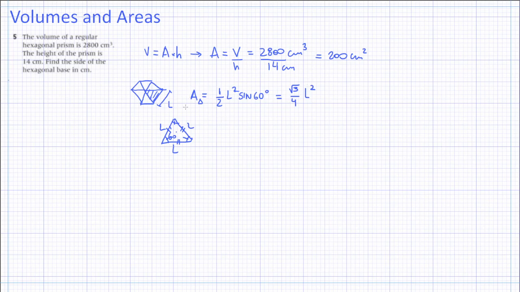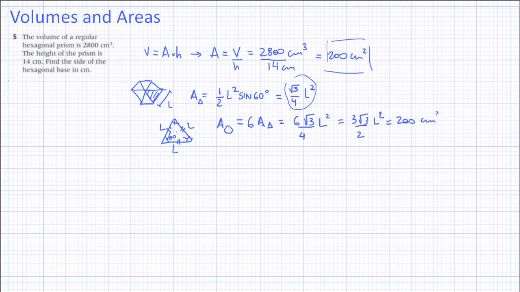This is the area for one triangle. If we're looking for the whole hexagon, we should have 6 of those. So the area, I'll try and draw a hexagon here, should be 6 times the area of one of the triangles. So that's 6 times this area here that we found before. So 6 root of 3 over 4 L squared. And we can even simplify, it should be 3 root of 3 over 2 L squared. And this area is equal to this area that we found before. So this is 200 squared centimeters.